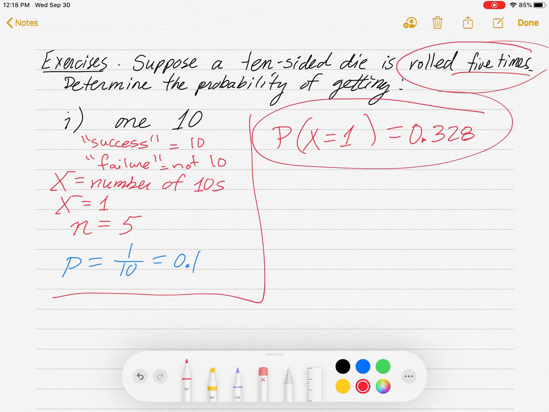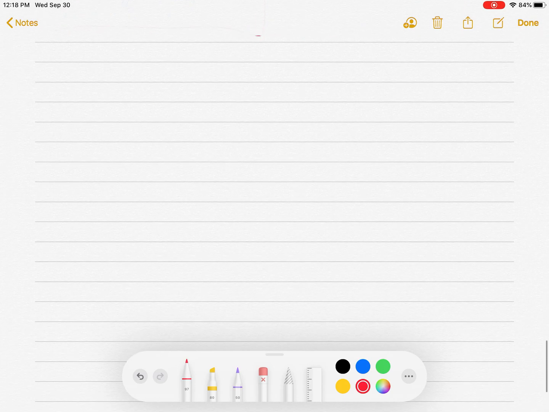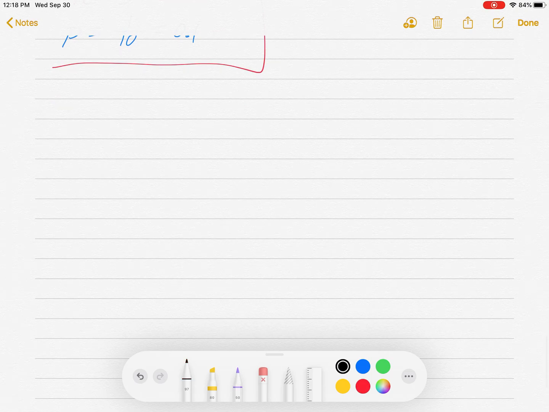Roughly a 32.8% chance of getting exactly one 10. Well, we write them as decimals most of the time, 0.328.